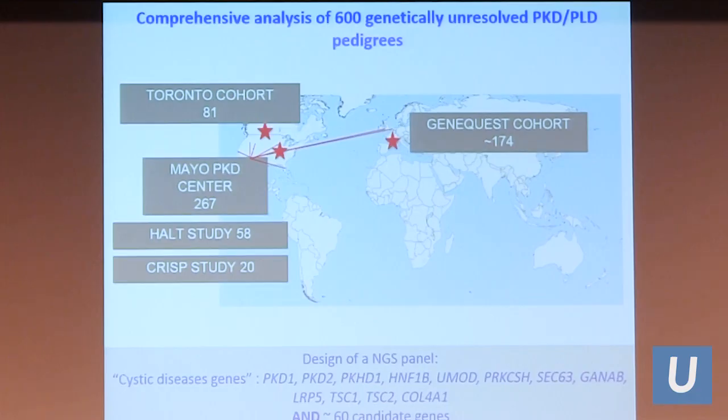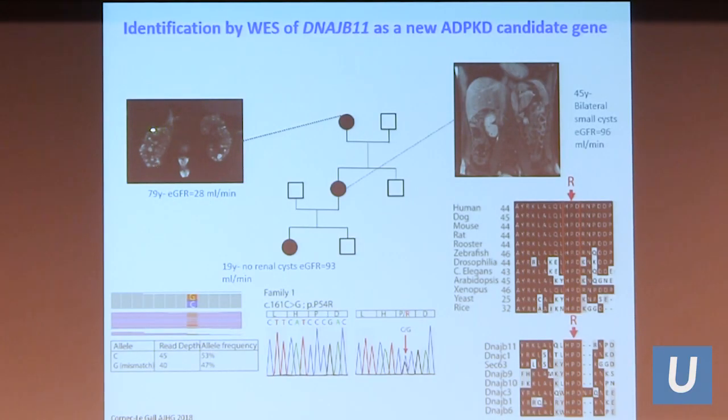We then entered into an even more enthusiastic study using a collaboration from around the world, 600 different families. We made a panel, a next generation sequencing panel of known and candidate genes, 60 genes at that time. And from that study, we were able to identify DNAJB11 as another ADPKD-like gene. You can see here the phenotype is a rather mild cystic disease without real renal enlargement, even in an older individual here. But you note that there's decline in renal function here. So this is not a completely benign disease in terms of renal disease, even though the kidneys have not become greatly enlarged.